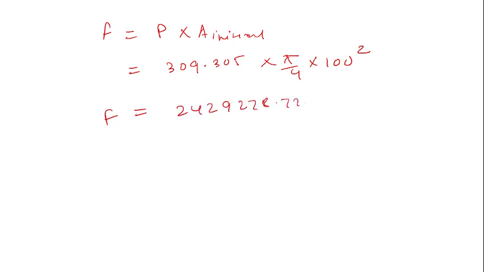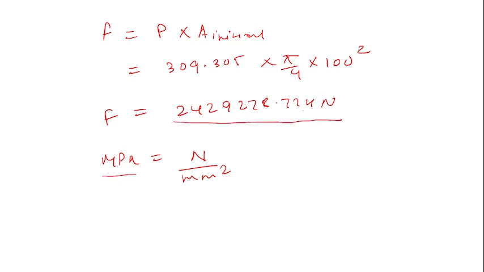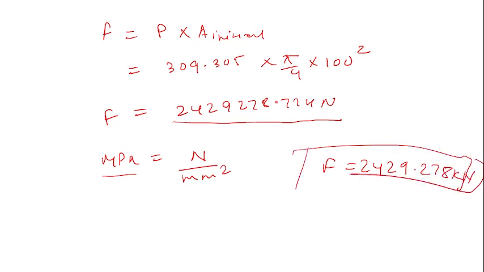MPa you can write as Newton per mm square. Everything is in MPa and mm only. So this answer that you will get will be in Newton. Now, that is very big, so you convert it into kilonewton. So your F will be 2429.278 kilonewtons. Okay, any doubt in this question?